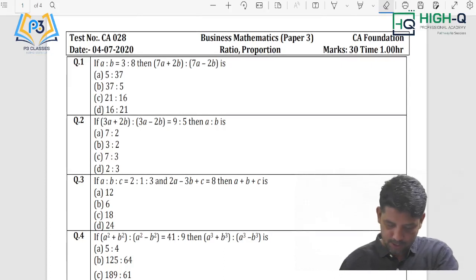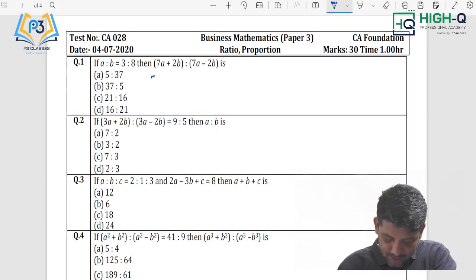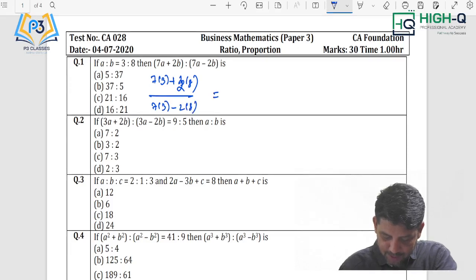Fine. Question number 1. A is to B is equal to 3 is to 8. Find 7A plus 2B is to 7A minus 2B. There are two methods we can have, but let us have the direct method. 7 into 3 plus 2 into 8, and 7 into 3 minus 2 into 8. This is the simplest one.